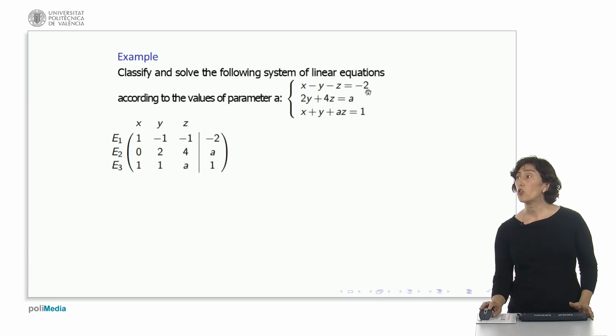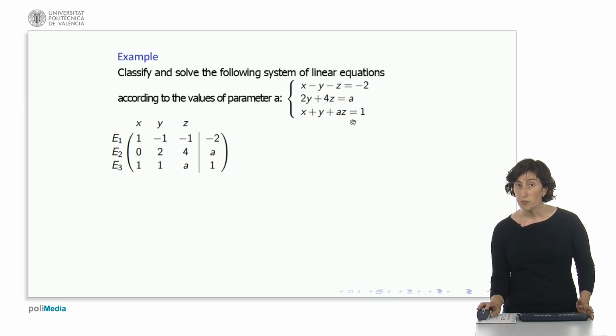What happens when all the coefficients are not known? For example, x minus z equals minus 2, 2y plus 4z equals a, x plus z equals 1. In this case, this independent term and this coefficient are not known to us. The unknowns are still the same, x, y, and z, and we know that a is not an unknown because the text tells us to solve the following system of linear equations according to the parameter a. Then we know that a is not an unknown.